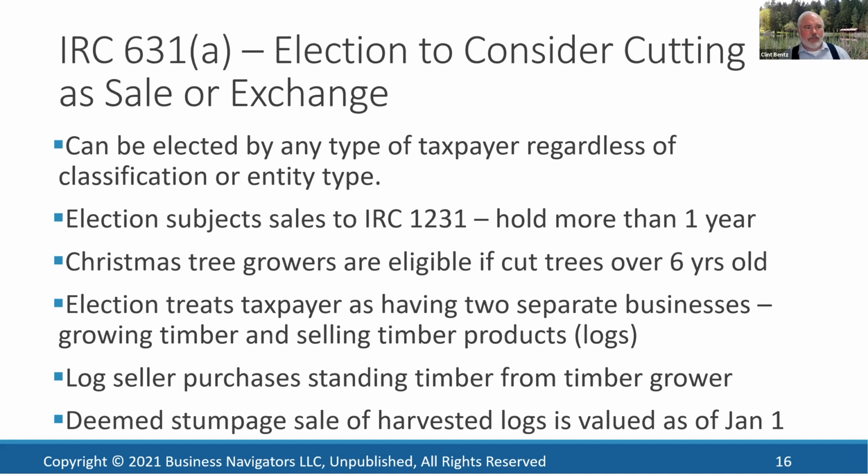That's good news, because January 1 generally is a high point in the market because it's the middle of winter. There are not very many people logging in late December, early January, and so there's generally a shortage then. It's not true all the time, but in many cases, the value is higher on January 1 than it is in May, June, July, August, when we're actually selling our logs to the mill.